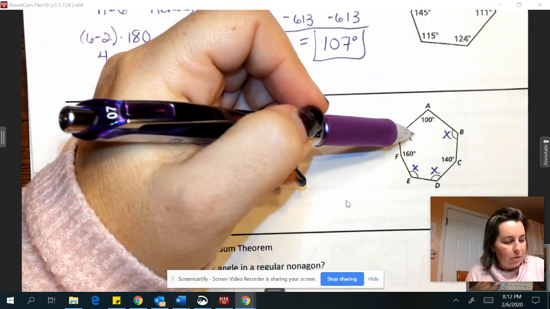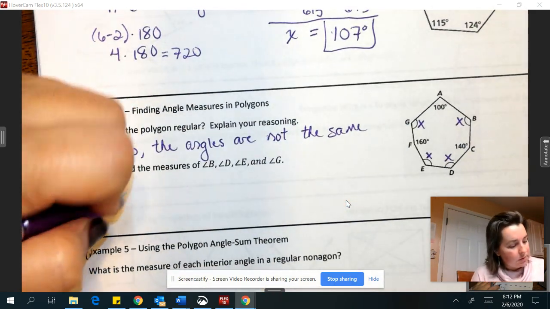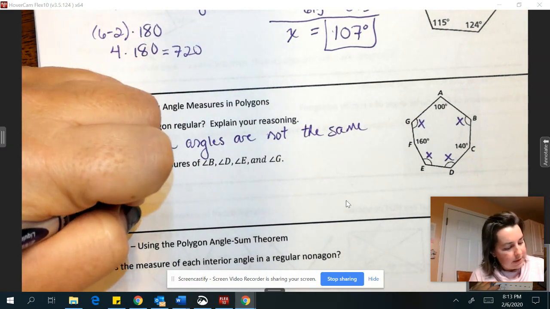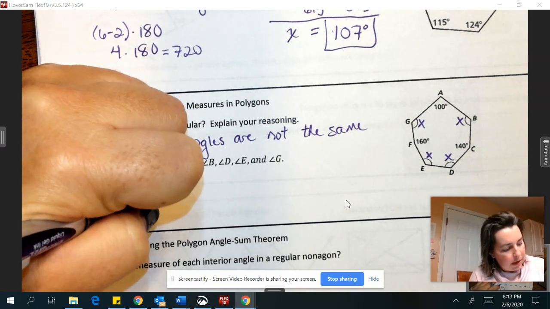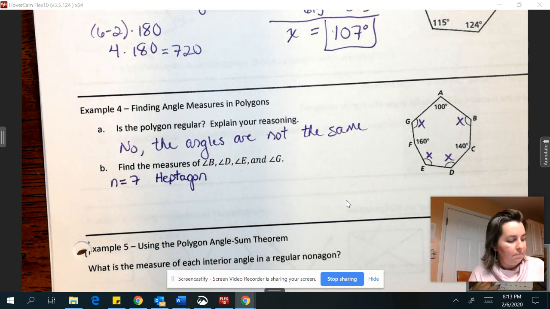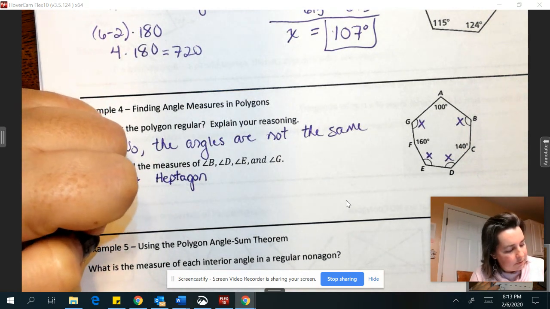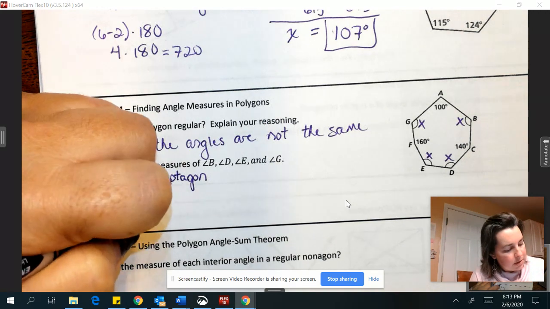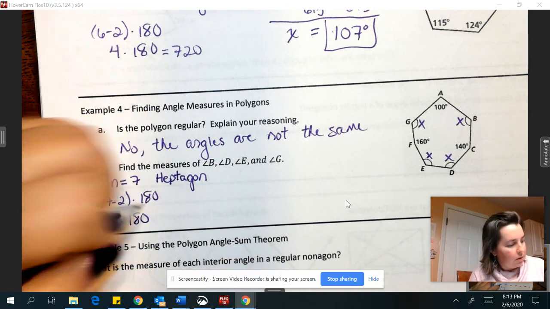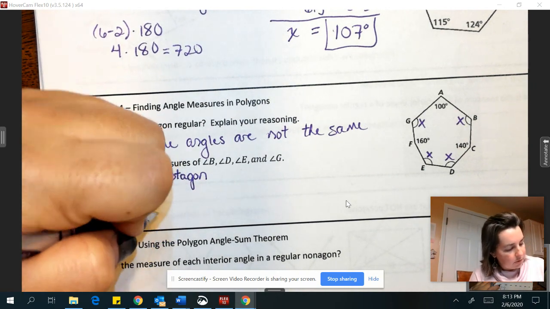Okay. Now there are a total of 1, 2, 3, 4, 5, 6, 7 angles. So I know there's 7 sides. So our n is 7. The 7-sided polygon is called a heptagon or septagon. And plugging that into our information, we'd have 7 minus 2 times 180 is 5 times 180, which is 900.